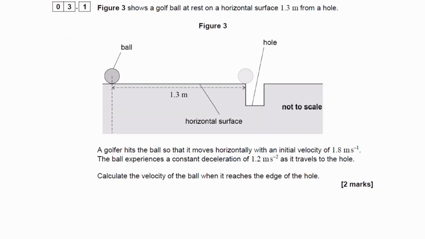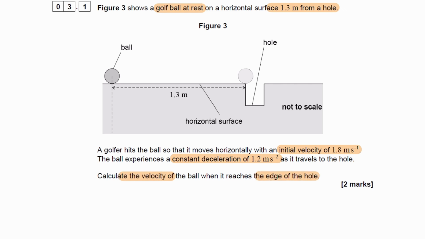Figure 3 shows a golf ball at rest on a horizontal surface 1.3 meters from a hole. A golfer hits the ball so that it moves horizontally with an initial velocity of 1.8 meters per second. The ball experiences a constant deceleration of 1.2 meters per second squared, and we want to calculate the velocity of the ball when it reaches the edge of the hole.